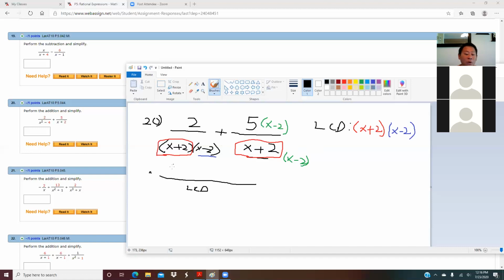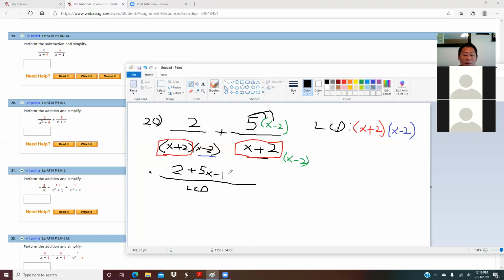Okay. Now your numerator, you just need to distribute the 5 to the x minus 2 here. The 2 is still there. So 2 plus 5 times x minus 2. No, not minus 2, minus 10, right? Because 5 times 2 is 10. This is 10 here.